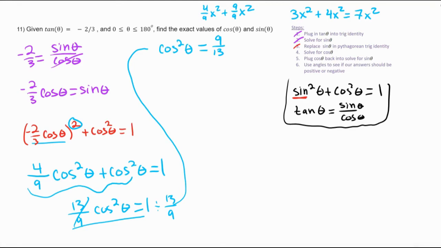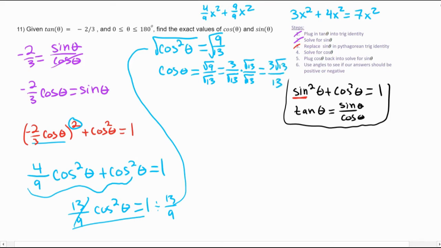I think that stuff in the blue, if you got that, you'll be good to go, because next I'm just doing some review stuff here where I'm taking the square root of both sides. So I get cosine of theta equals the square root of 9 over the square root of 13. Square root of 9 is just 3. I cannot have a square root in the denominator, so I multiply the top and the bottom by root 13, which gives me 3 root 13 over 13 for my cosine. So that's my cosine value.